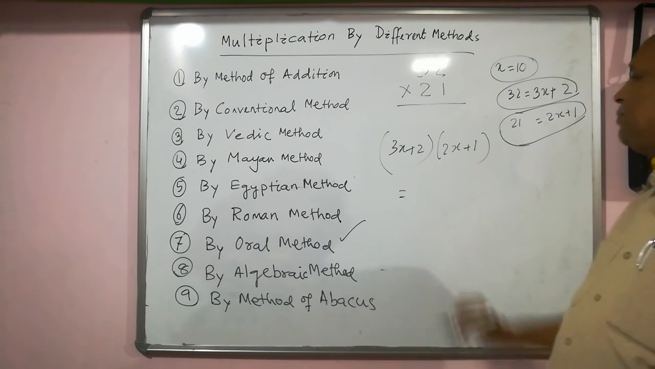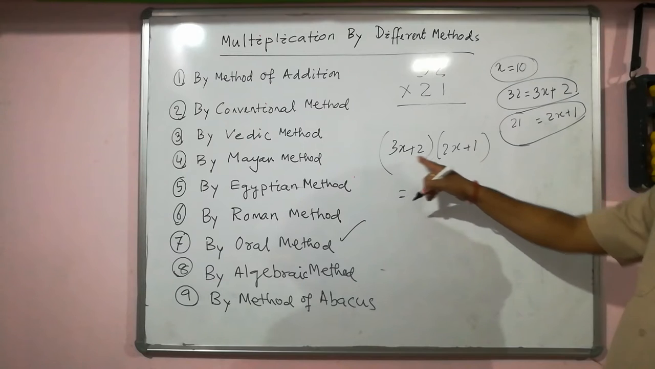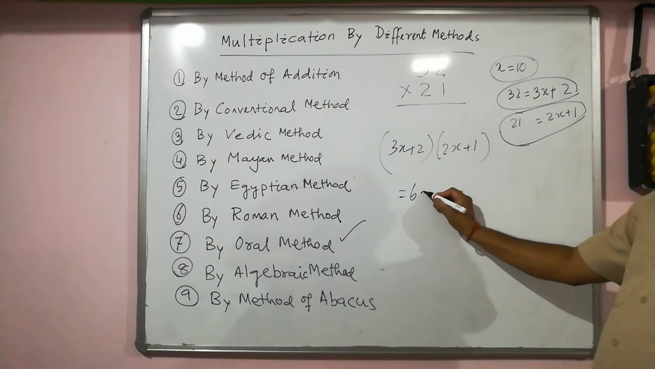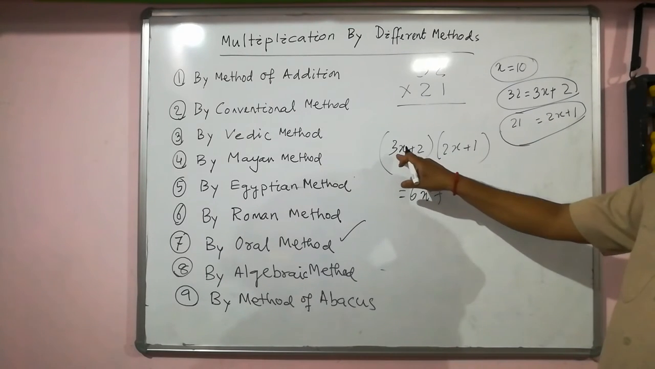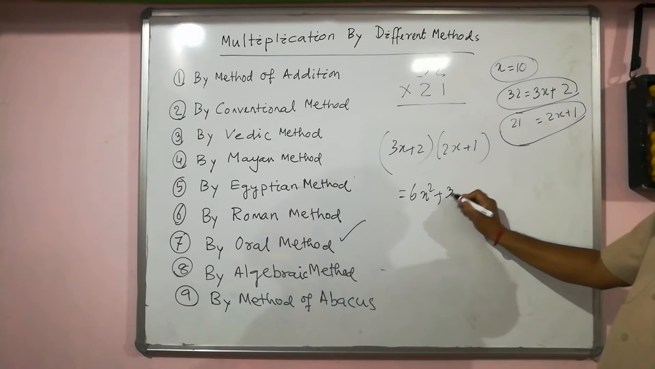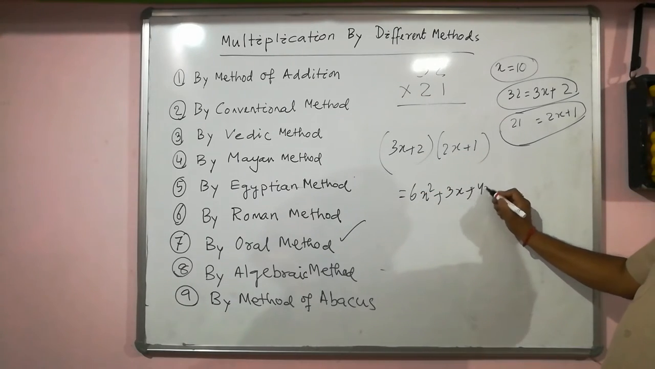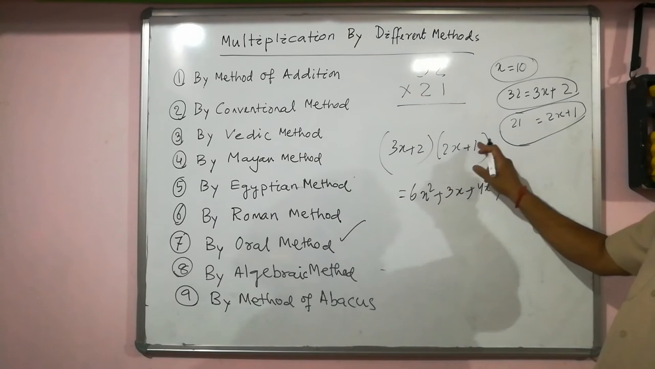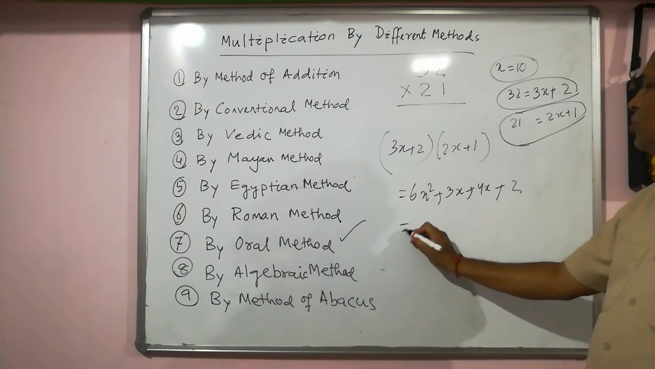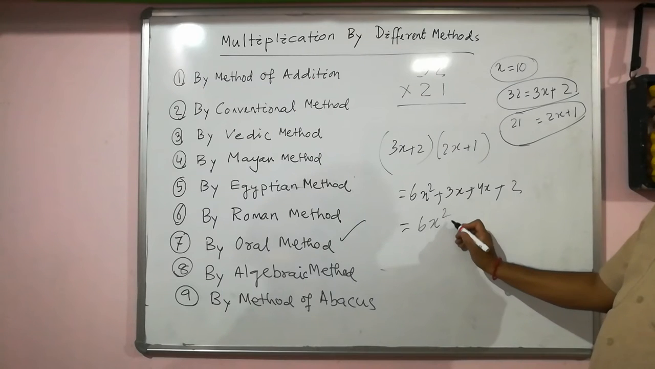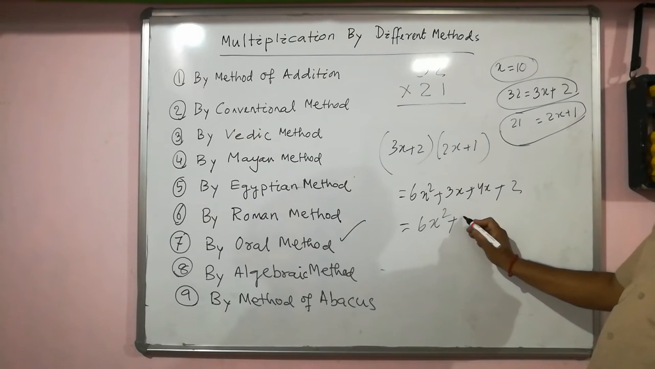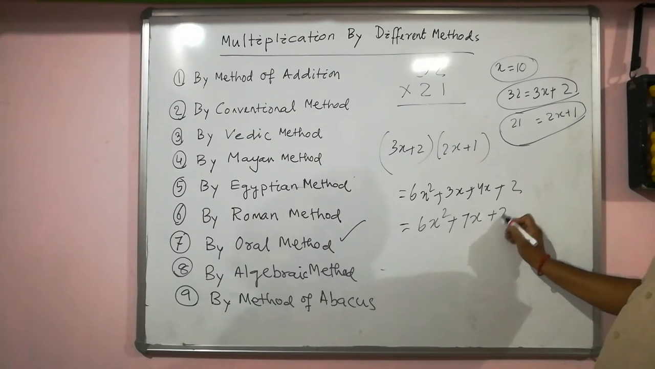You see, same thing. 3x into 2x, it is 6x squared. Then 3x into 1, it is 3x. Then 2 into 2x, it is 4x. Then 2 into 1, it is 2. So 6x squared plus 3x plus 4x, 7x plus 2.